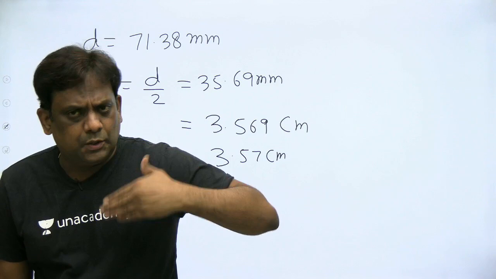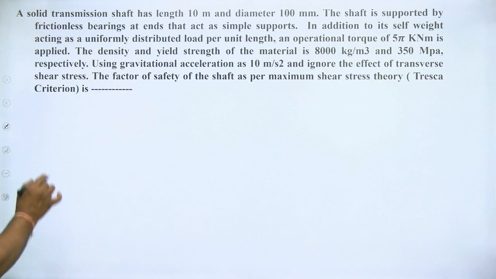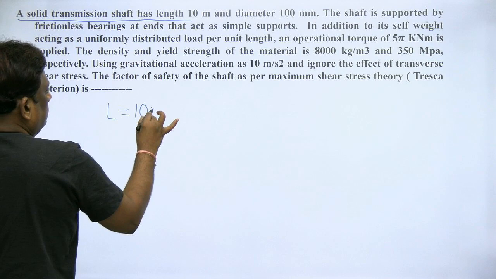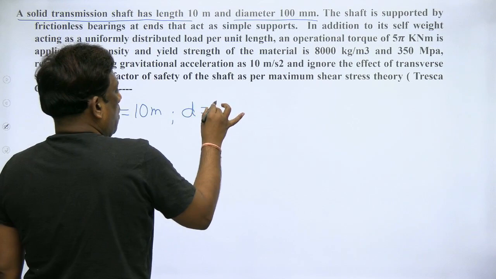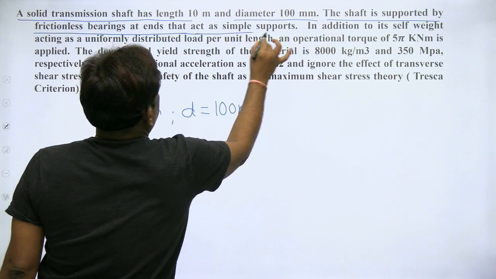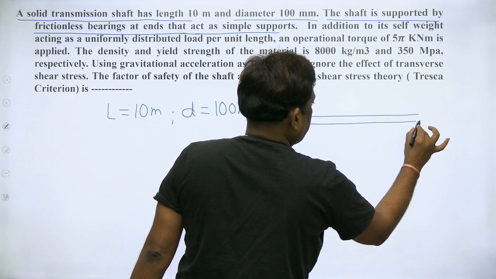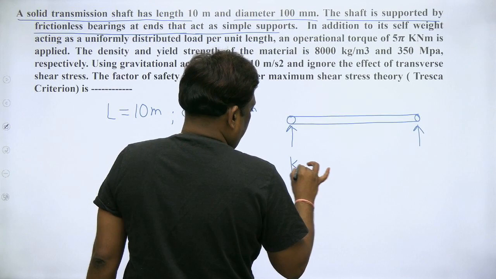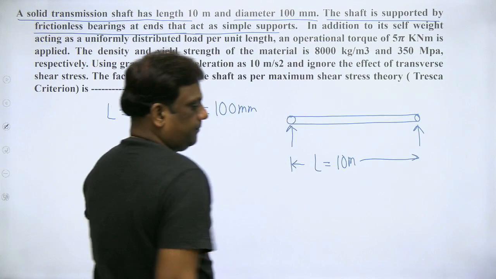Let me read the question. A solid transmission shaft has a length of 10 meter and a diameter of 100 mm. The shaft is supported by frictionless bearings at the ends that act as simple supports. Look here, there is a shaft supported in bearings, and those can be treated as simple supports. The length of the shaft is given as 10 meter. Now the diameter is also given.